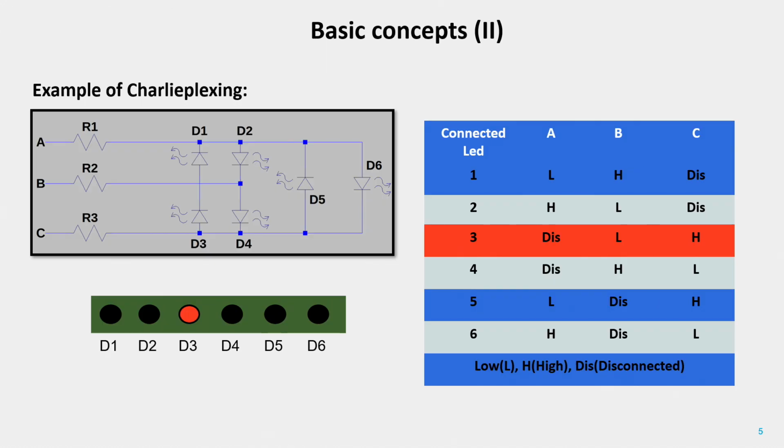In the next figures, we see an example configuration using 6 LEDs. Notice how the pins are dynamically set to output high, low, or left as input, thus activating a specific LED while keeping the others off. This efficient use of hardware resources is one of the major advantages of Charlieplexing.